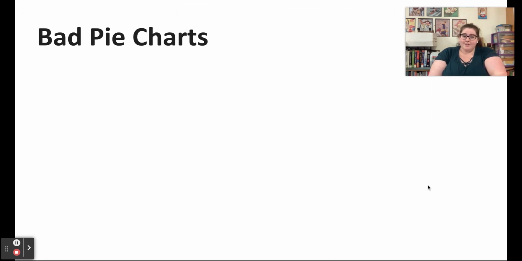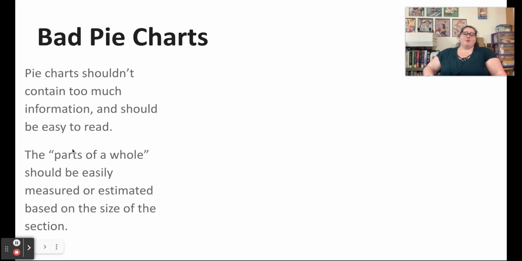Bad pie charts would be anything that contains too much information. Pie charts should be easy to read. The whole point of graphing your data is to make it easy to read and understand. So your parts of the whole should be easily measured or estimated based on the size of the section.